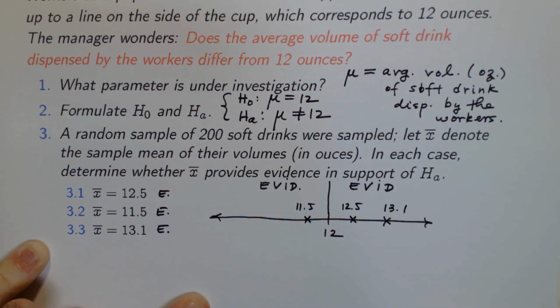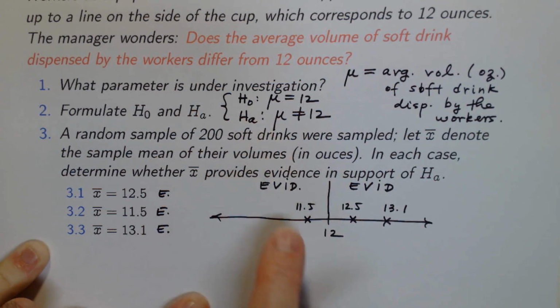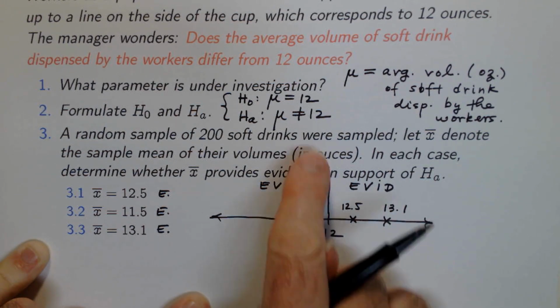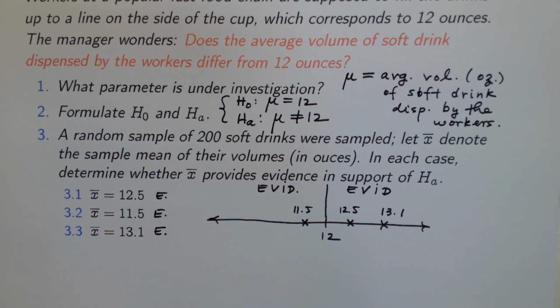Which one of these is actually giving us the strongest evidence in support of HA? Well, it's the one that's furthest away from the null hypothesis or the hypothesized mean of 12. So this one is giving us the strongest evidence of the alternative hypothesis. Okay, we've got one more problem like this that we're going to look at, so let's take a look at that problem.